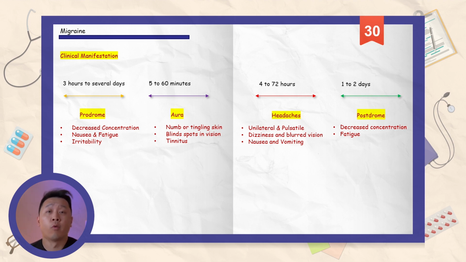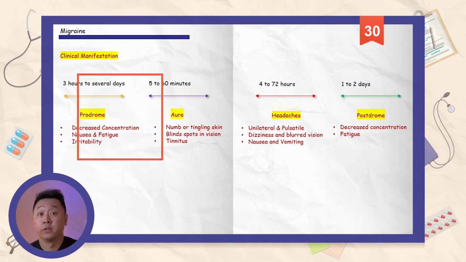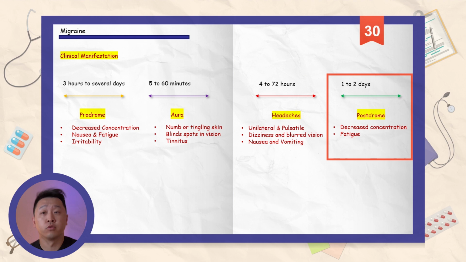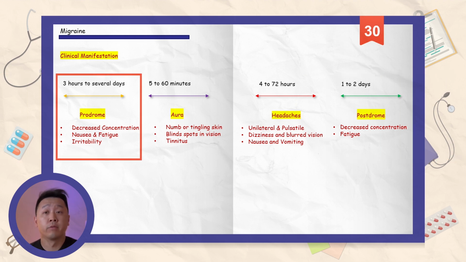There are a total of 4 different phases within migraine: the prodrome phase, the aura phase, the headache phase, as well as the post-drome phase. The prodrome phase usually lasts about 3 hours to several days, and in this phase, patients often experience difficulty in concentration, mood changes such as increase in irritability, depression, or euphoria.